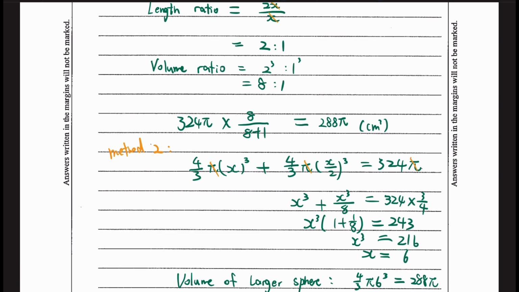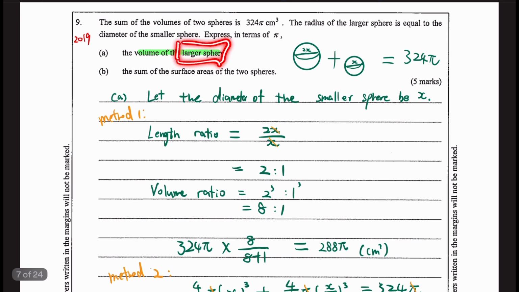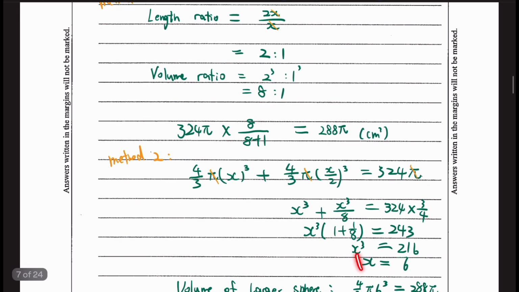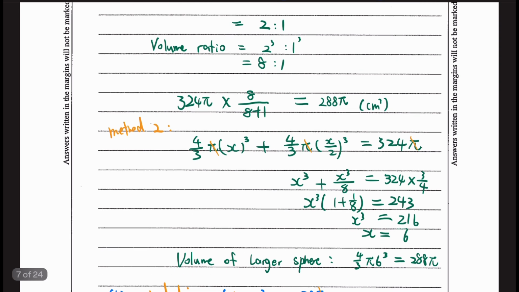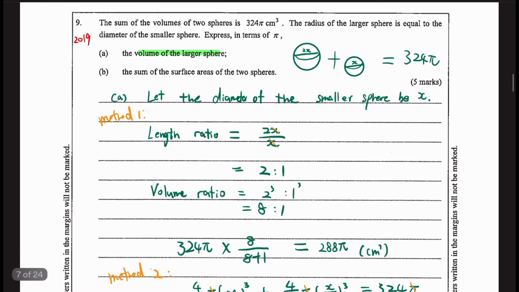And remember that you are finding the volume of the largest one, right? So now you have solved x, but you need to continue to calculate the volume of the largest one. So you put it in the volume formula, and here the radius is 6, which equals 288 pi cm³, okay? So two methods, you can choose one.